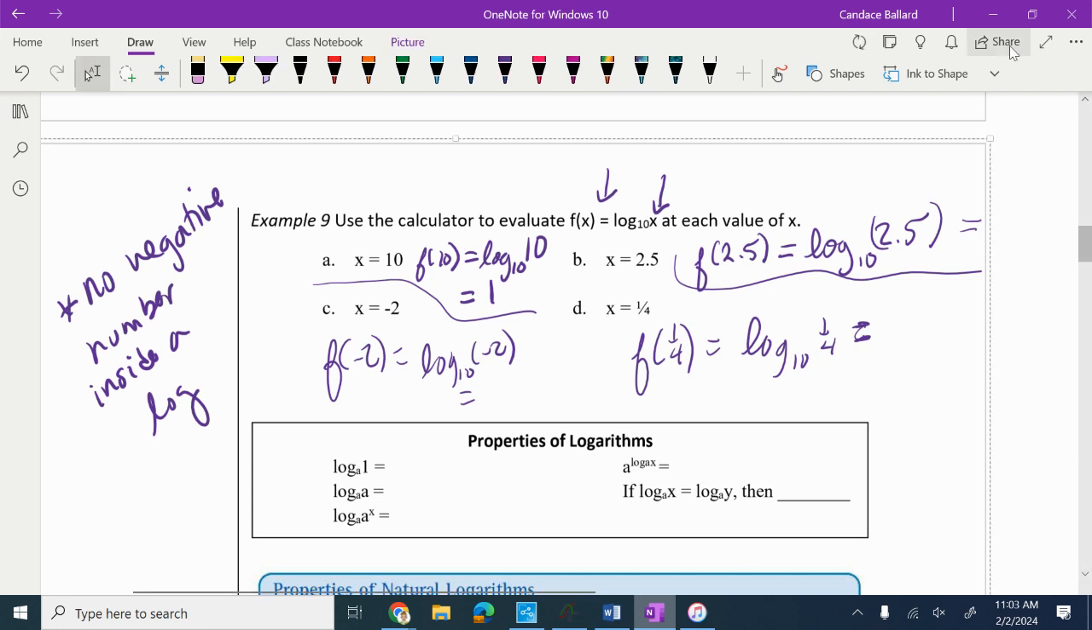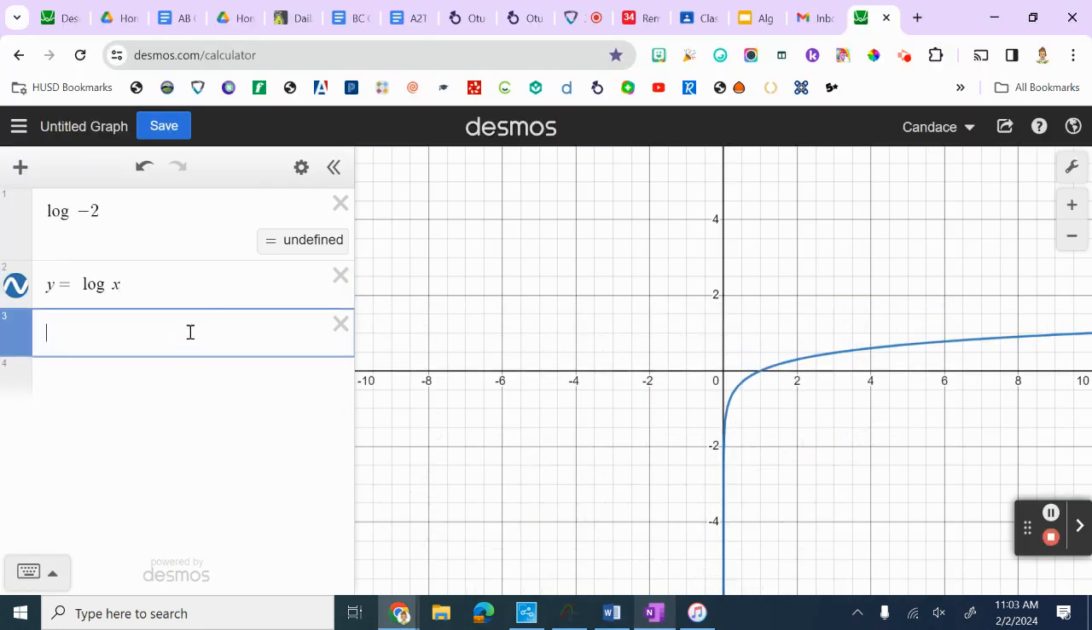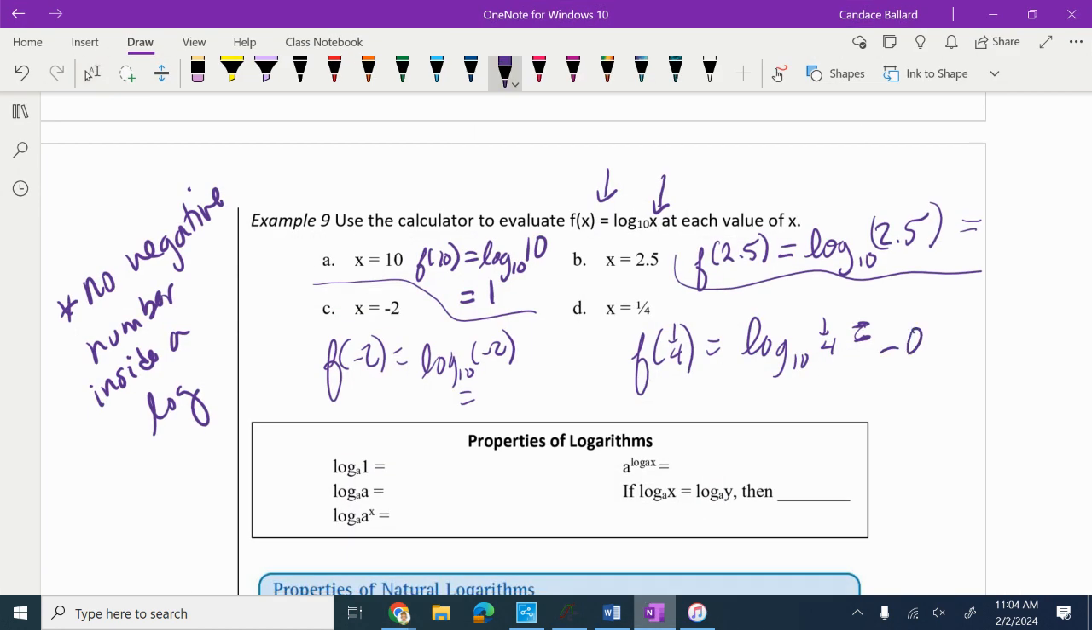All right, let's look at log base 10 of 1/4. So let me try that one. Log of 1/4. Do we agree? Negative 0.602. Everybody okay with that? Yep. And that's okay. We got a negative answer, right? It's just the number inside can't be negative. All right, so negative 0.602. 3 decimal places, right? Okay, are we good with where we're at now?